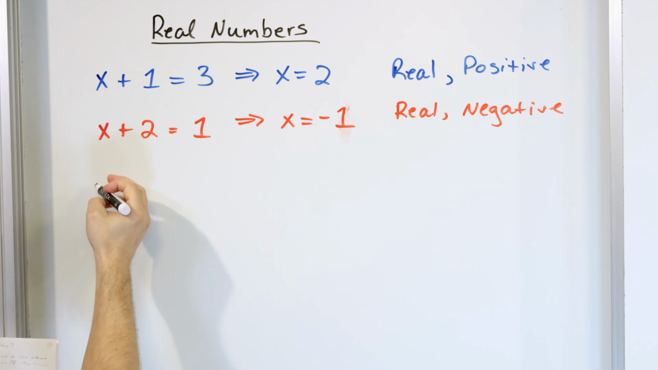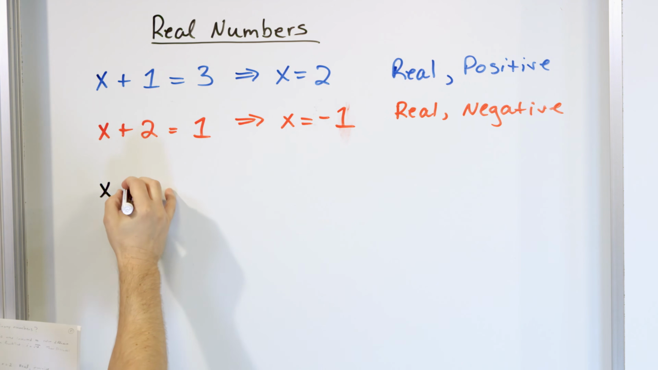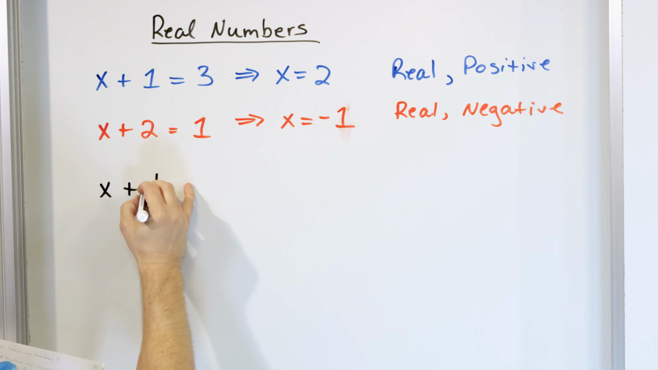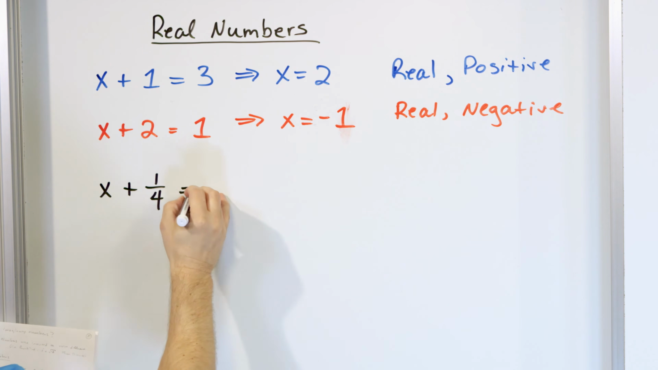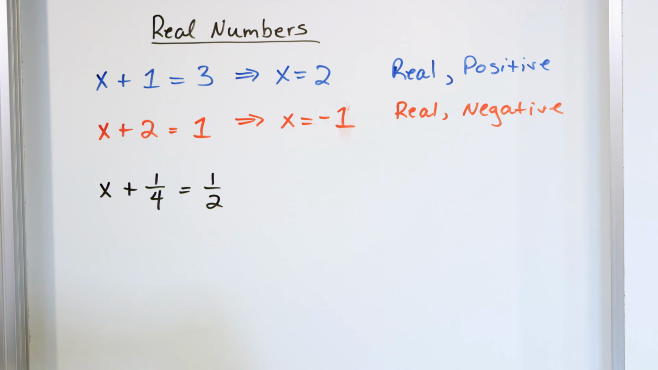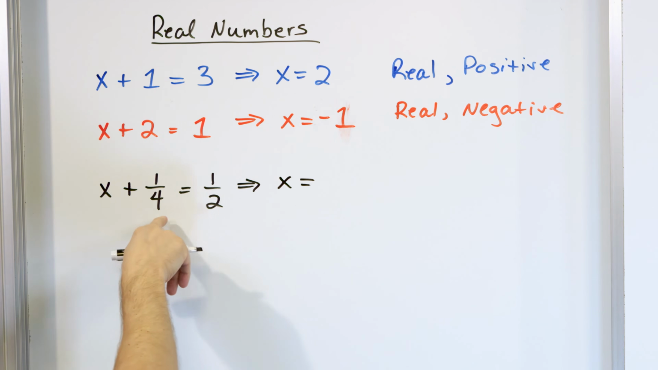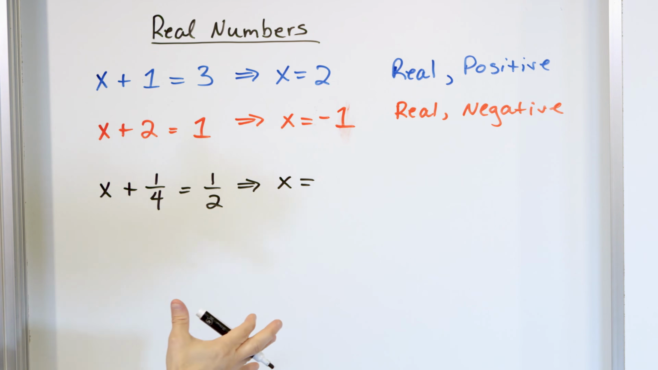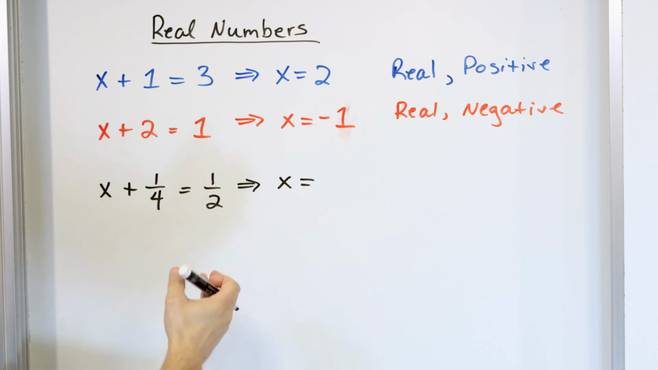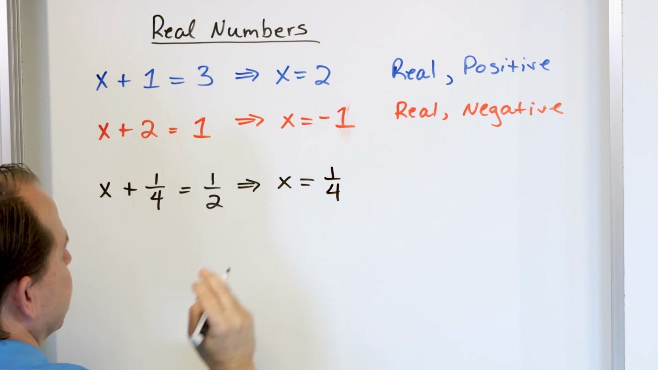So let's continue on. Let's take another kind of equation. A little bit down the way in history, somebody tried to solve an equation like this. x plus 1/4 is equal to 1/2. You all know how to solve this. No problem. I'll just subtract the 1/4 from both sides. What am I going to get? I'm going to say that x is equal to, well, if I take 1/2 minus 1/4, of course you can do the common denominator, but you all know 1/2 minus 1/4 is equal to 1/4.